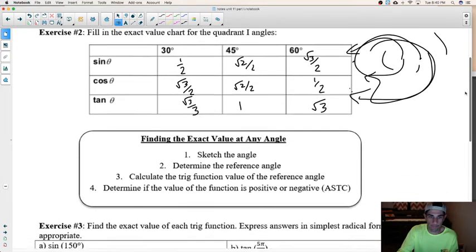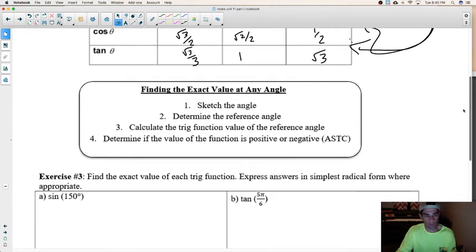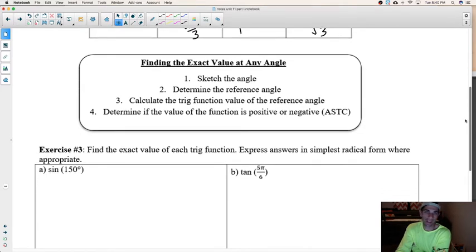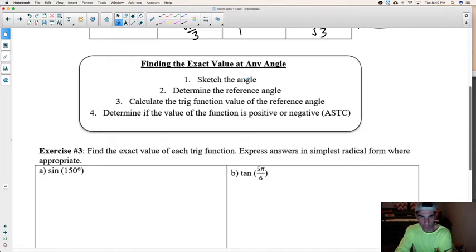All right, and then our final little activity here. They want you to find the exact value at any angle. So they want you to sketch the angle, determine the reference angle, calculate the trig function of the reference angle, determine if the function is positive or negative. So it's kind of rolling everybody all into one. So let's go ahead and do that.